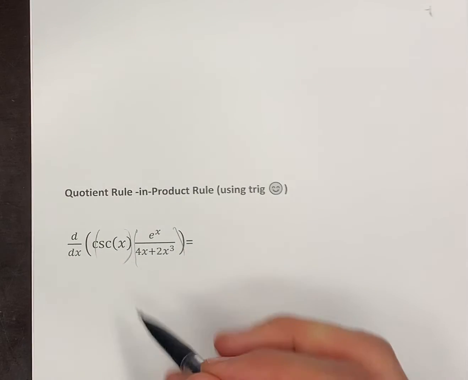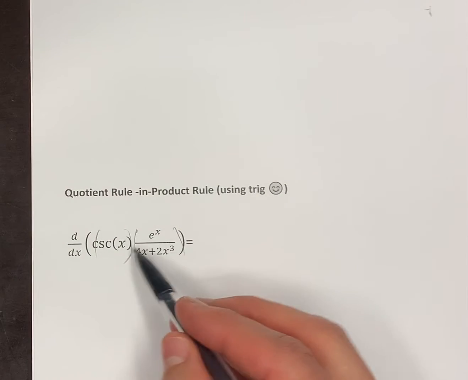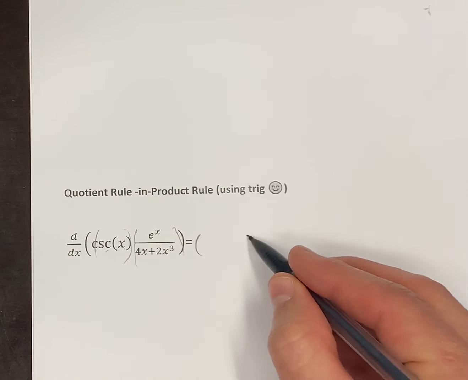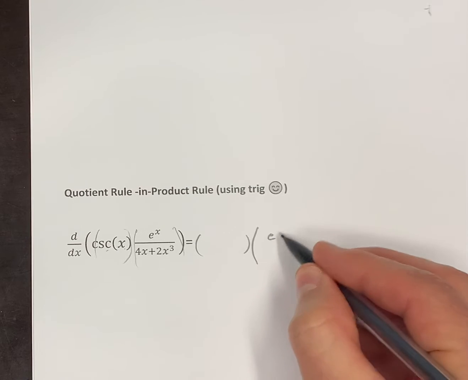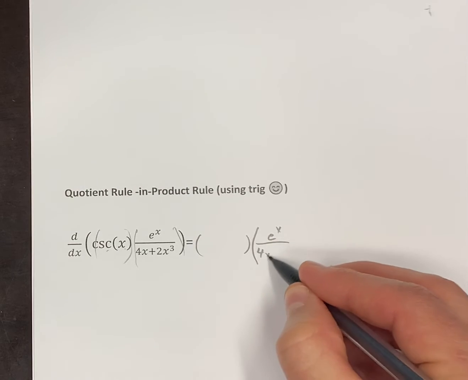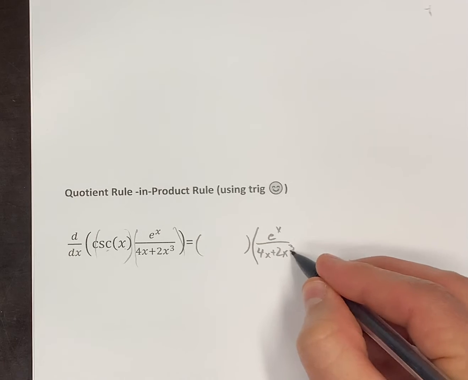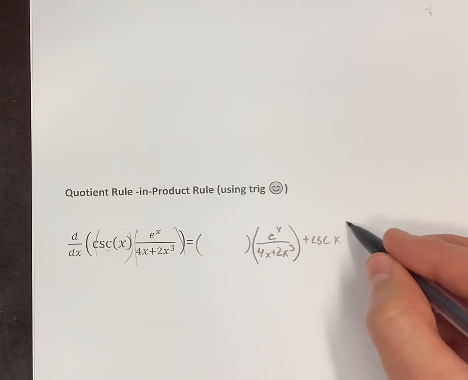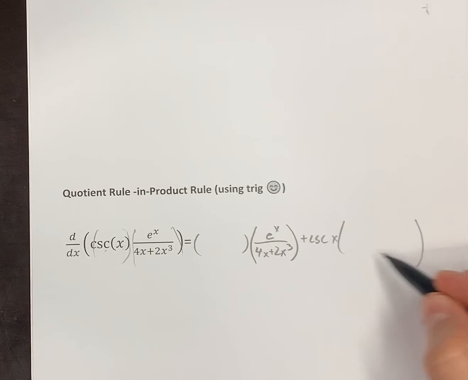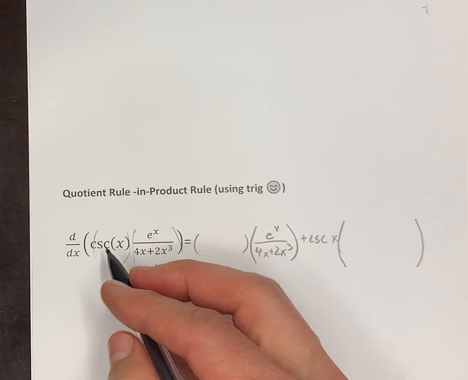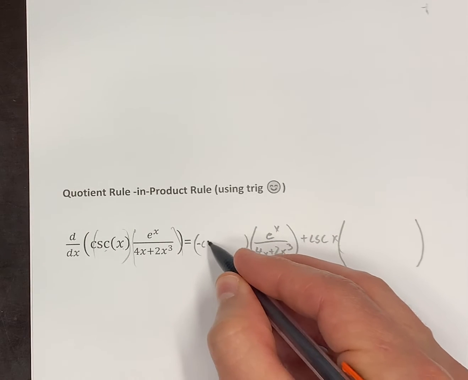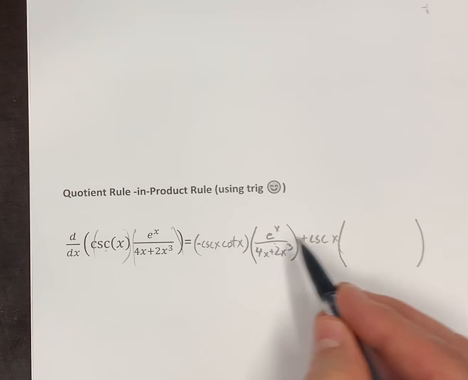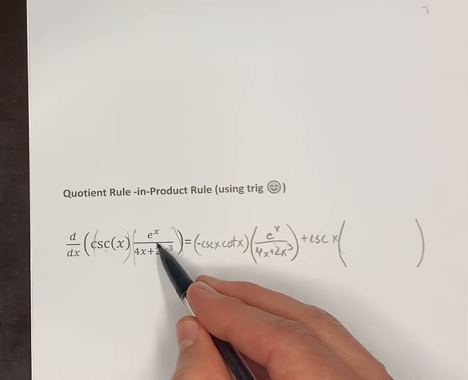Let's practice a quotient rule inside a product rule. Big picture here, what's happening is we have derivative of the first times the second unchanged, plus the first unchanged times the derivative of the second. Okay, so derivative of the first, what's the derivative of cosecant? Negative cosecant x cotangent x times the second, first unchanged, times the derivative of the second.